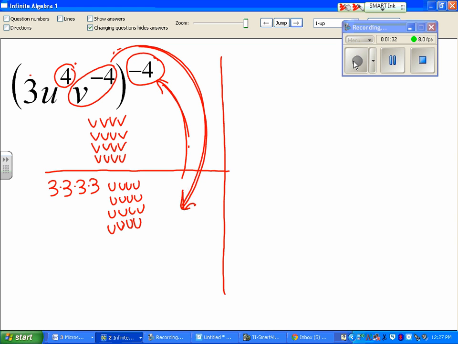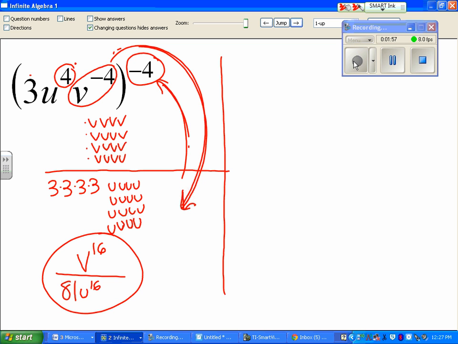Now, there's nothing really to cross out because they're all different. There's V's, there's 3's, and U's. So on the top, I have 16 V's, v to the 16th. 3 to the 4th is 81 because 3 times 3 times 3 times 3 is 81. And there are 16 U's. And that's one way to do it.